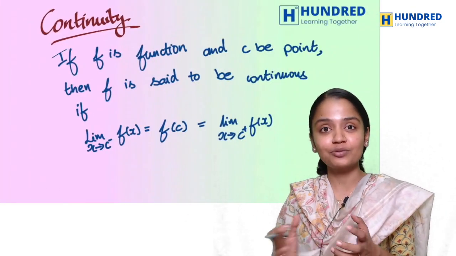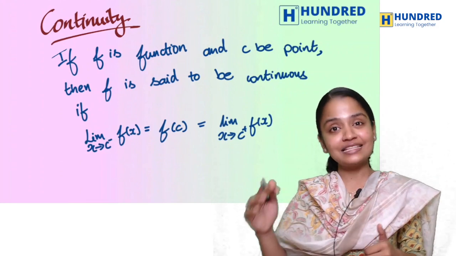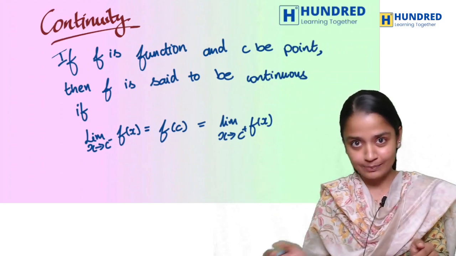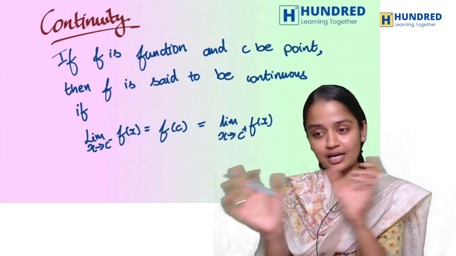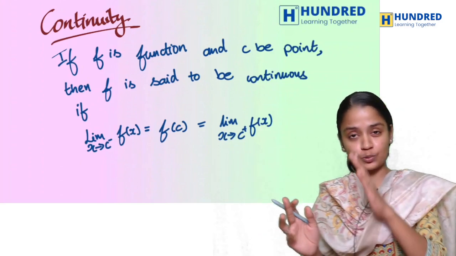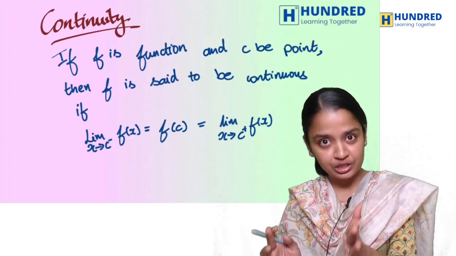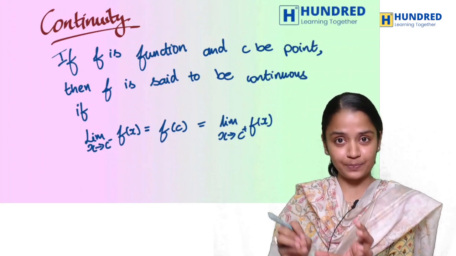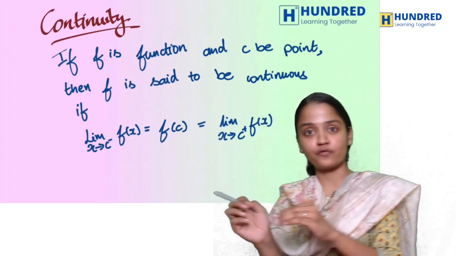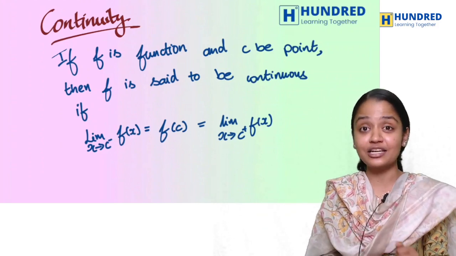So when you talk about continuity, what is continuity? Suppose f is a function and c is a point. A function is said to be continuous at the particular point if the limit as x tends to c minus of f of x, which is your left hand limit, is equal to the value of the function at that point, f of c, which is equal to the limit as x tends to c plus of f of x, which is your right hand limit. Then you say it is a continuous function.